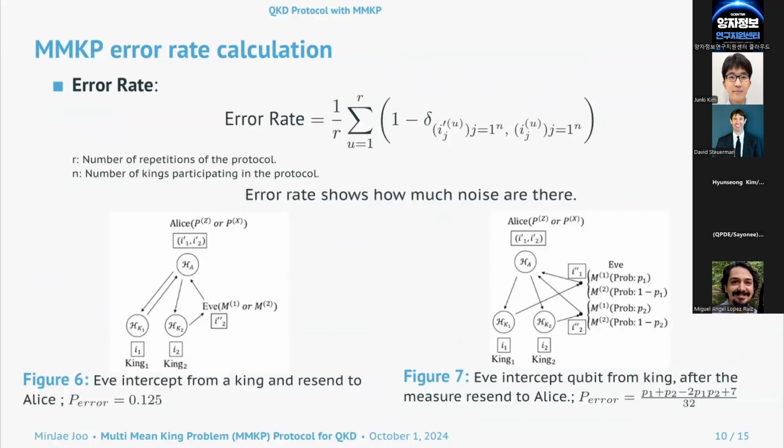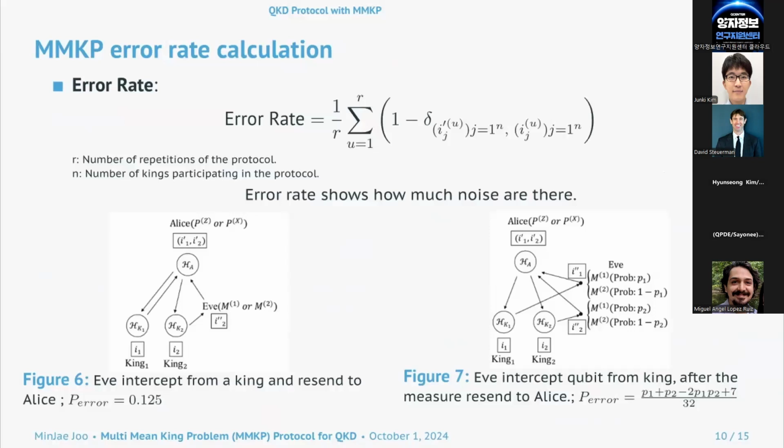Next, I will calculate the error rate for the MMKP protocol. The error rate gives us an idea of how much noise and disturbance there is in the system. If an eavesdropper such as Eve tries to intercept the qubit, it will impact the error rate.